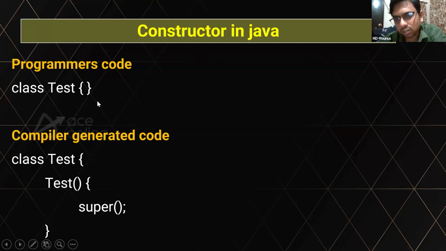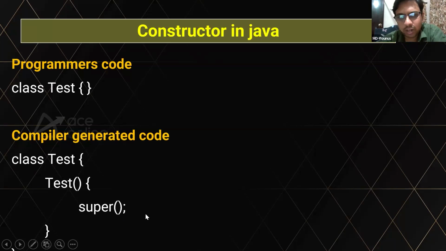Any constructor will first call the parent class constructor. You will get more clarity about the super keyword when we go for inheritance. But for now, just remember that in every constructor, the first line will be a super call, whether you add it or it gets implicitly added.